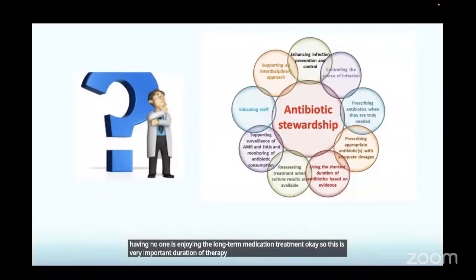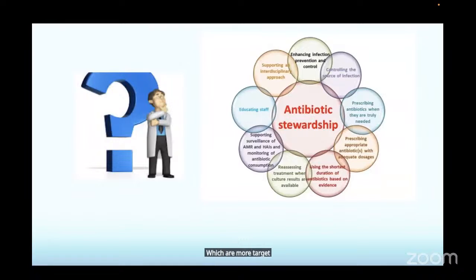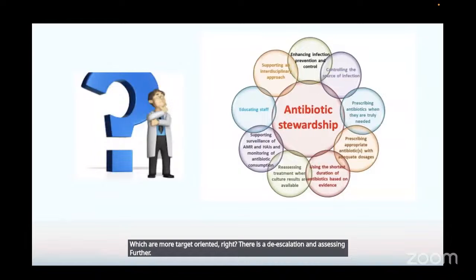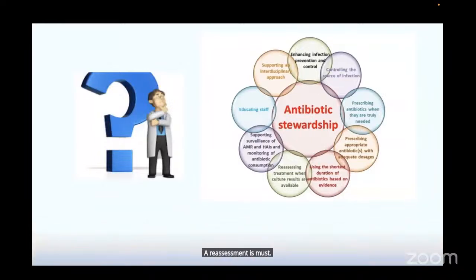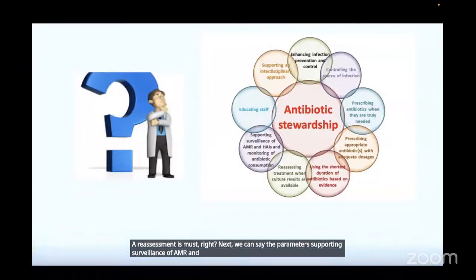Also, reassessing treatment when culture results are available. Once you have started with a broad spectrum antibiotic and the culture results are there, you shift your regimen towards a narrow spectrum, which is more target oriented, right? So there is de-escalation and further assessment when the culture tests are performed. Reassessment is a must, right? Next, we can say the parameters supporting surveillance of AMR and hospital acquired infection, which is very important.